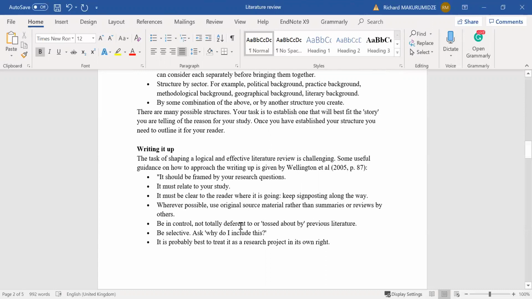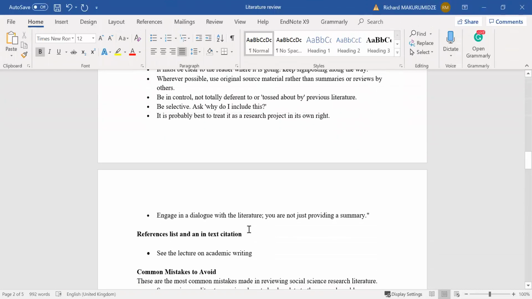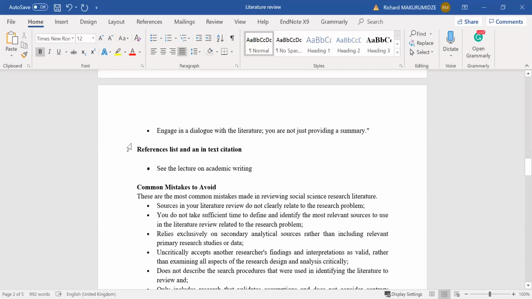Be in control, and whatever you're writing, be selective. As you write your literature review, you need to be citing. These two things: citing as you write.